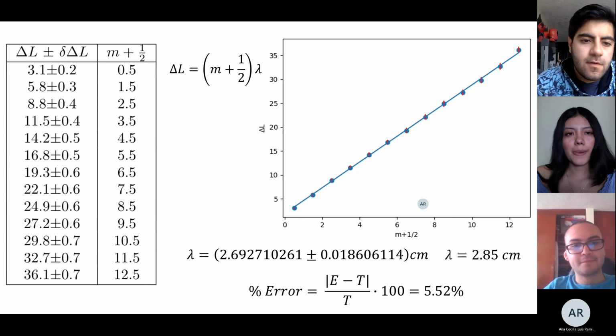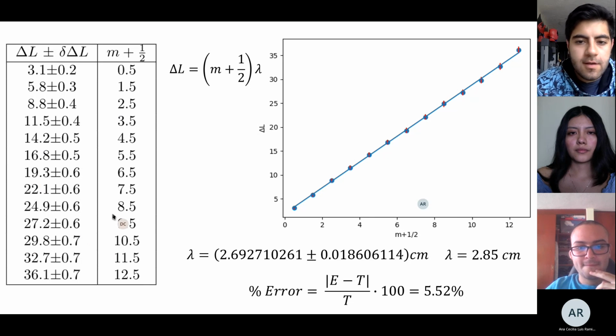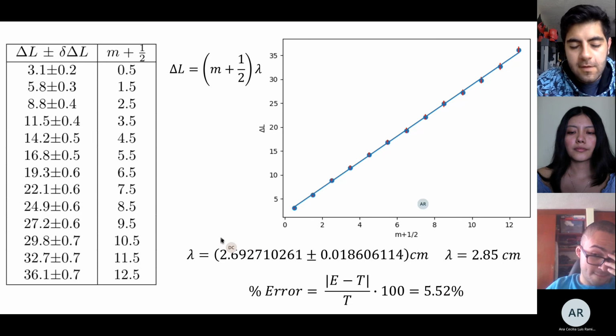We applied the same method for the second series, obtaining these values of the delta L and comparing it with. We also plotted the same graph, and using a linear fit from Python, we obtained the slope that, from the interference condition, should be equal to lambda. And comparing it with the theoretical value of lambda, we get an error of 5.52%.